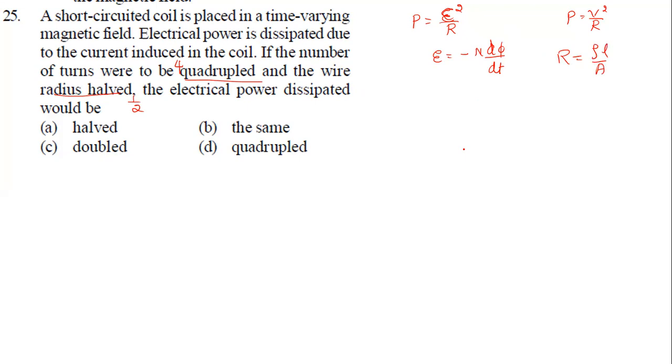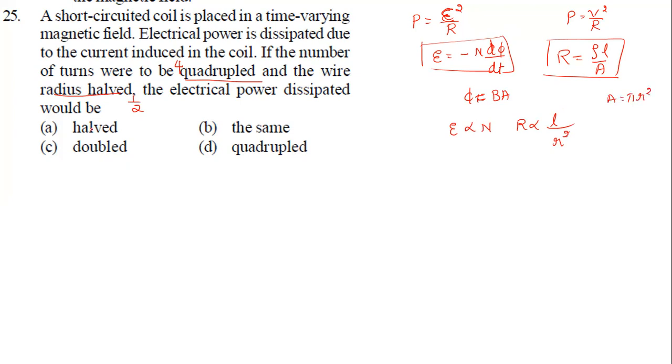Now if I take all those things, I'm going to take proportionality now. So here, phi is nothing but BA. So now look at now, EMF induced is proportional to number of turns, right? Correct? From this equation, resistance is proportional to what now? Length. Of course, length. And area is there, means I'll write R square because area is given by pi R square. Since they've given a radius term here, I'm going to take that.